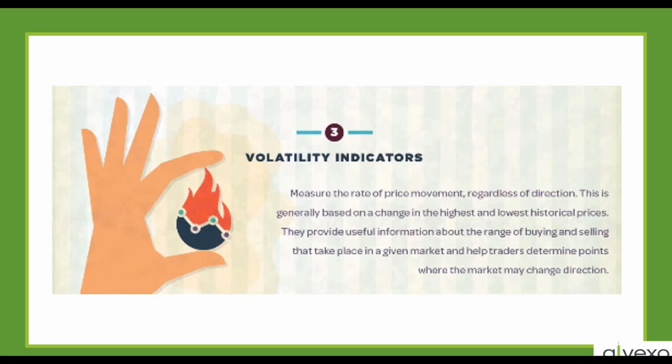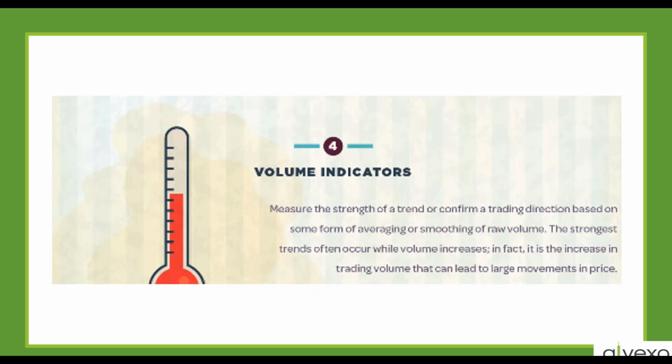We have volatility indicators, which tell us how volatile the market is. This helps us, number one, understand our risk, where the asset might go, where we would have to put our stop losses. Then we have volume indicators.